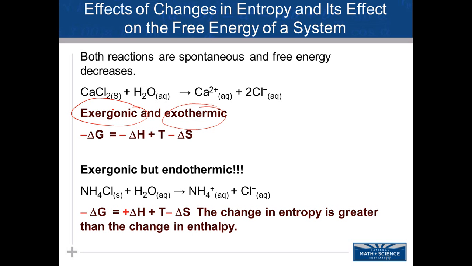In the second example, we're talking about dissolving ammonium chloride in water. Now, when we dissolve ammonium chloride in water, it becomes cold. So we know that it is indeed endothermic. But again, dissolving a salt in water, we have an increase in entropy. And so not only is it endothermic, but the crazy part is that it's exergonic because the entropy factor is greater than the enthalpy factor.